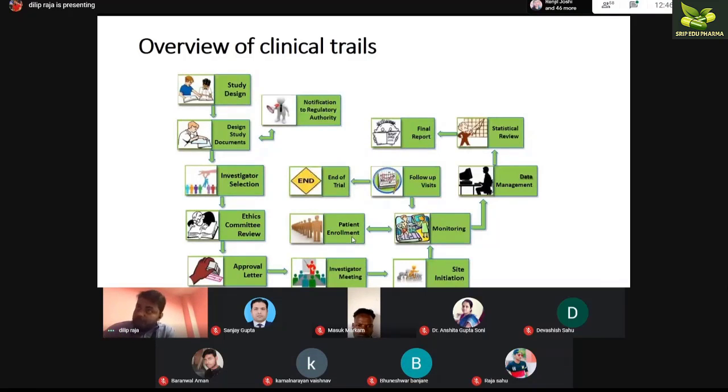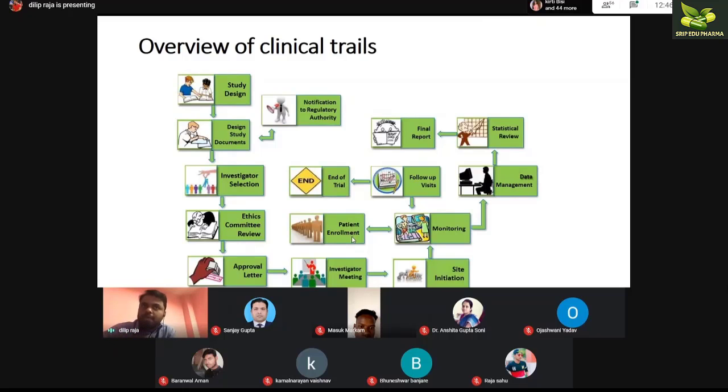Finally, at the end of the trial, the data will be generated. Data means how many participants got enrolled, how many participants the IP, the investigational drug, showed efficacy in, and how many it did not. We call it data. The whole data will be gathered and submitted to the sponsor as well as the CRO.